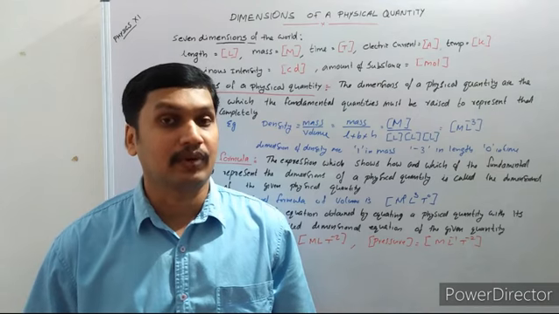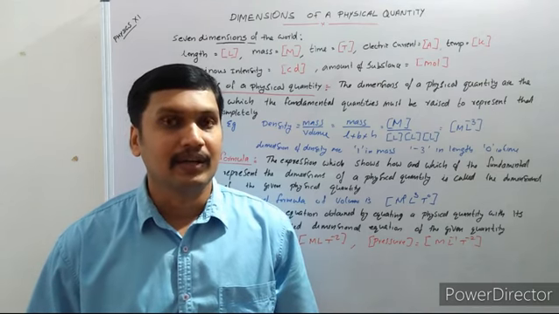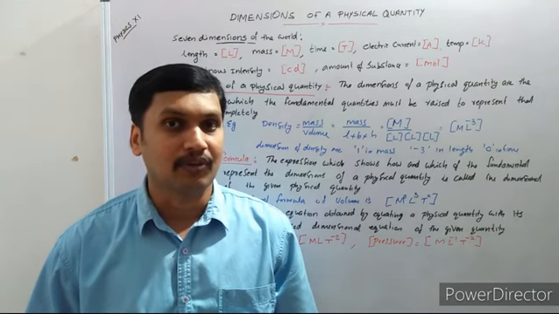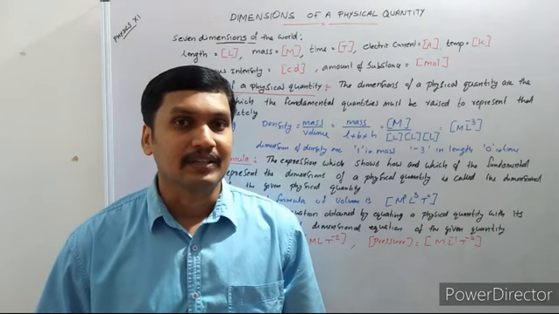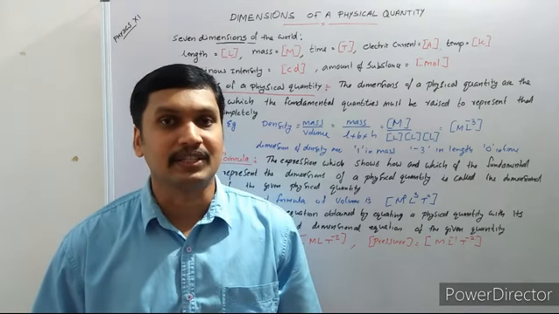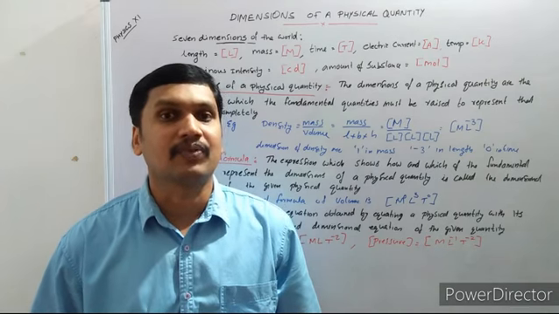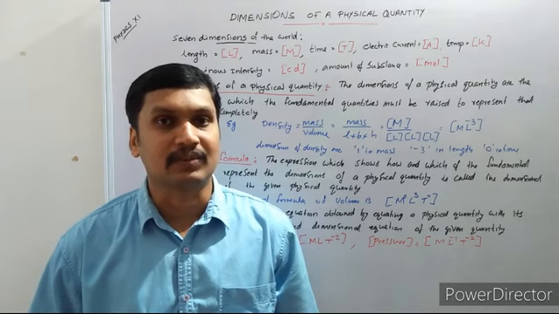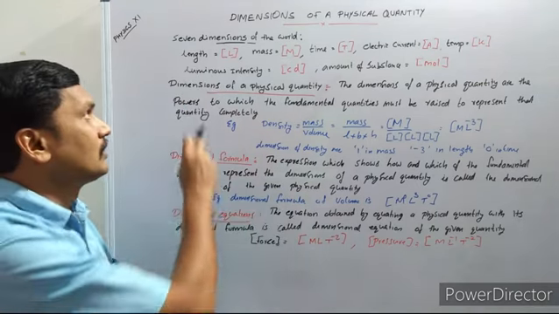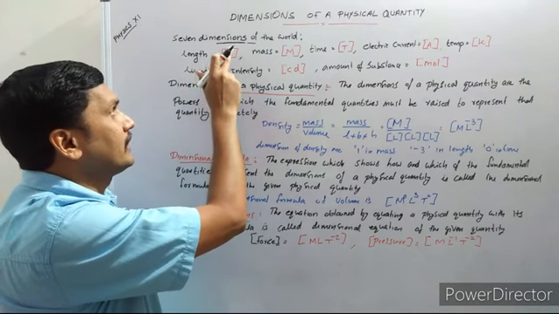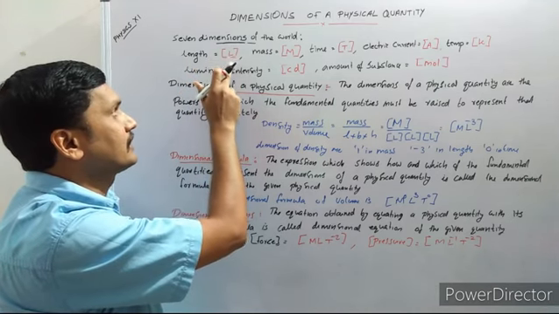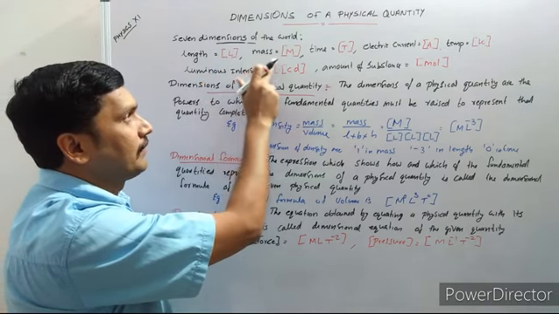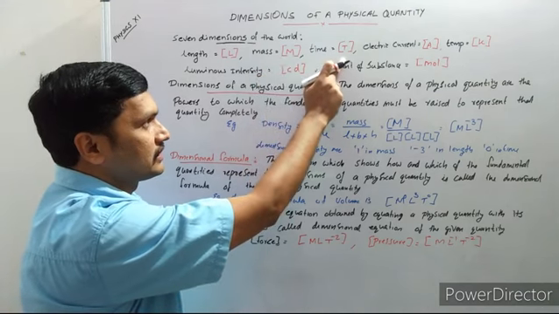Once we are writing in a square bracket, it shows that we are dealing with the quality of that quantity, not the amount or quantity. There are seven fundamental physical quantities in physics, and these are the seven dimensions of the physical world. They are length, and to show the dimension of length, we represent capital L in a square bracket. Mass, capital M. Time, capital T.